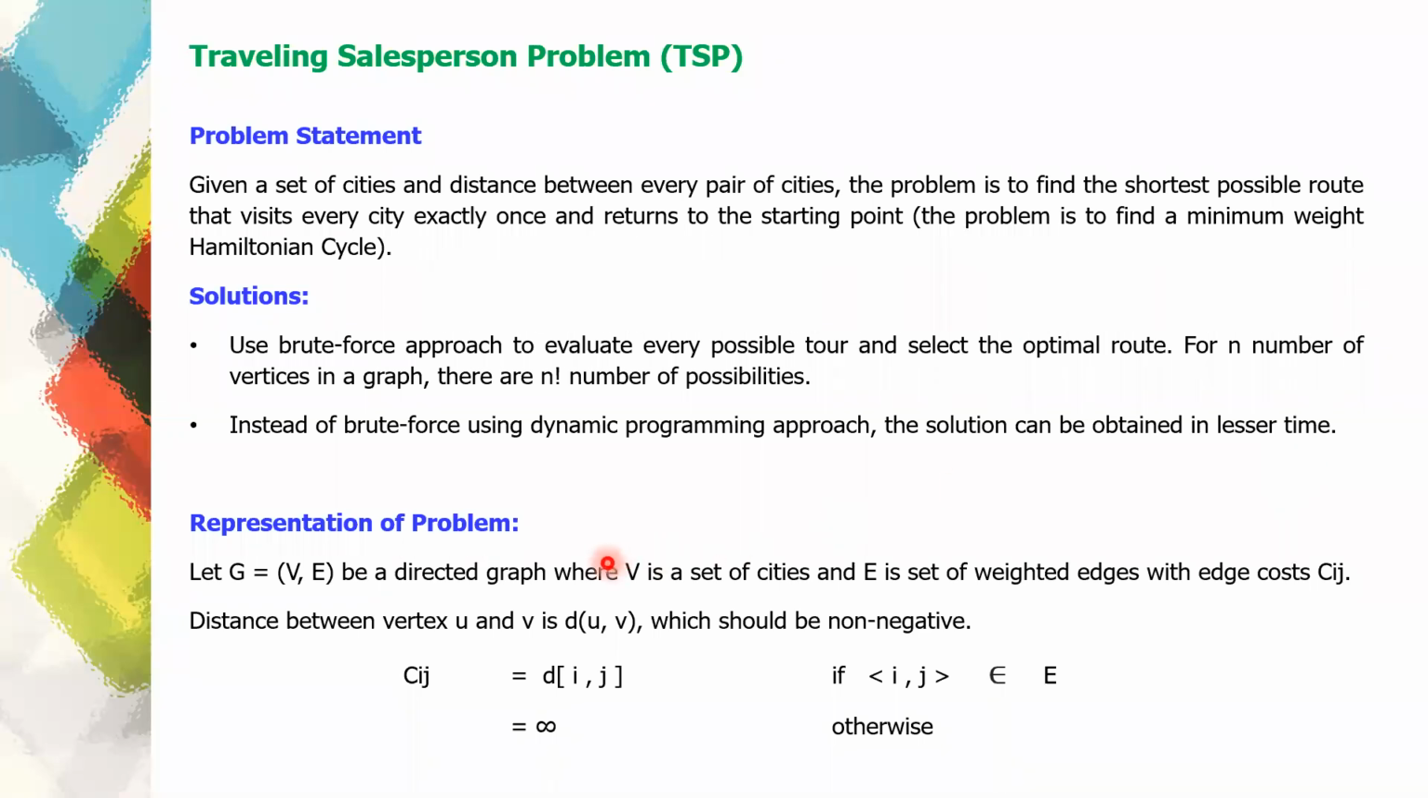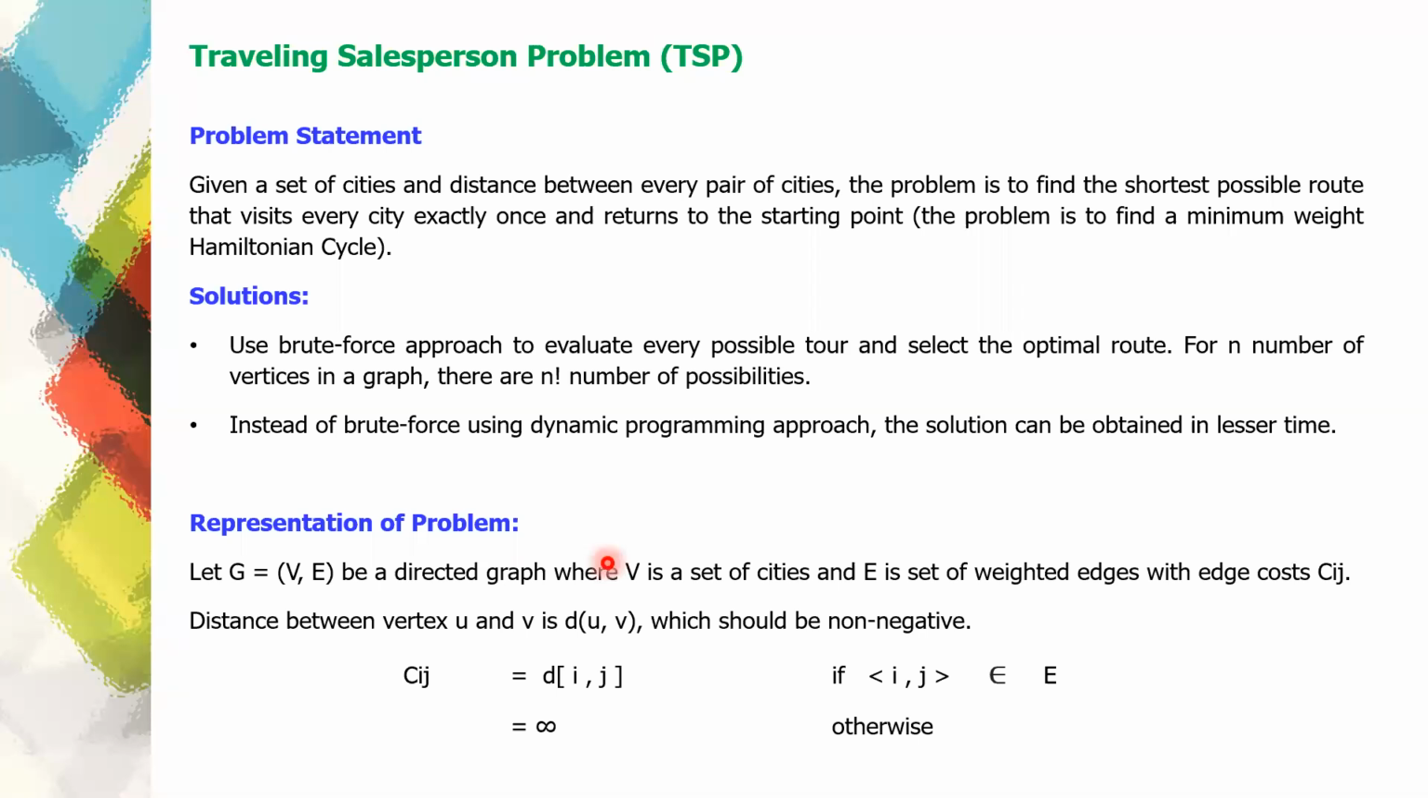So the problem will be represented like this. A set of cities are given, between every two cities the distance is specified, and you have to find the shortest route. But because we are computer science people, whatever problem has been given to us, we have to first represent it in a form through which it is easy for us to compute.